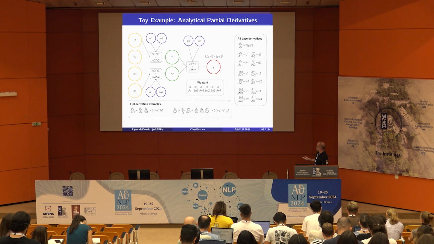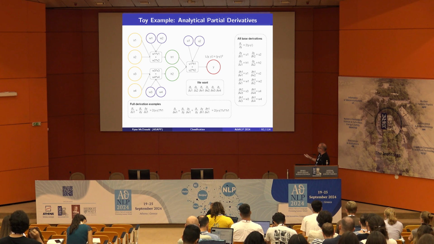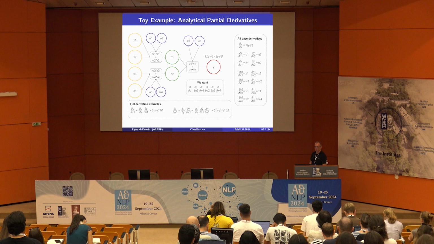So this is how you compute it. What we want, the learnable parameters of this model, are the purple circles here. In order to take the gradient, these are the values we need: the partial derivative of the loss with respect to u1 and u2, and w1, w2, w3, w4. That's the gradient that we need right now.